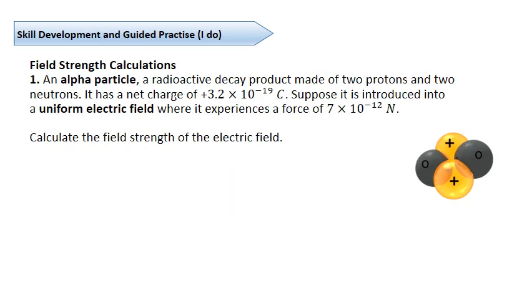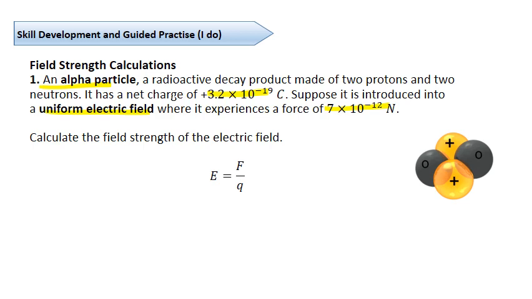Okay, time to do some problems. An alpha particle, which is a radioactive decay product made of 2 protons and 2 neutrons, has a net charge of 3.2 times 10 to the negative 19 coulombs. Let's say it's introduced into a uniform electric field and experiences a force of 7 times 10 to the negative 12. Calculate the field strength of the electric field.